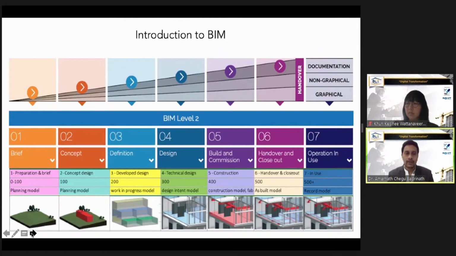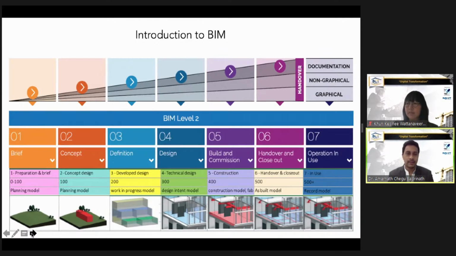And we all know the concept of LOD. I don't want to go deeper into that, but different countries have different terminologies. Some people say level of information, level of detail, level of information development, level of development, level of accuracy, information accuracy levels, different ways of defining it. It's all about to what level the data is maturing.